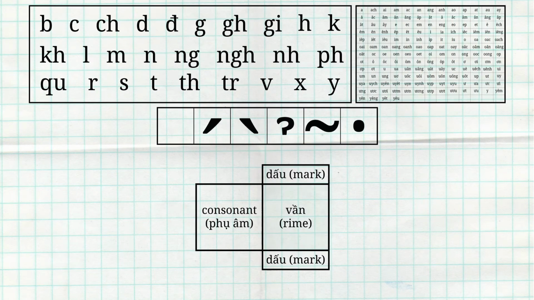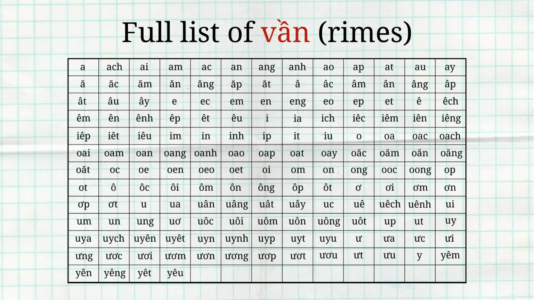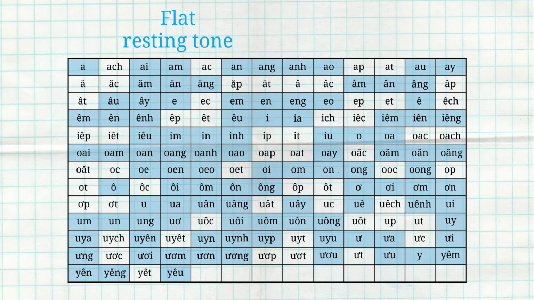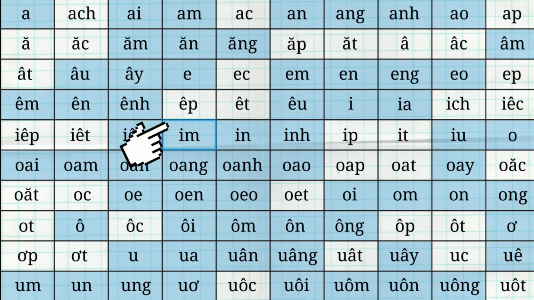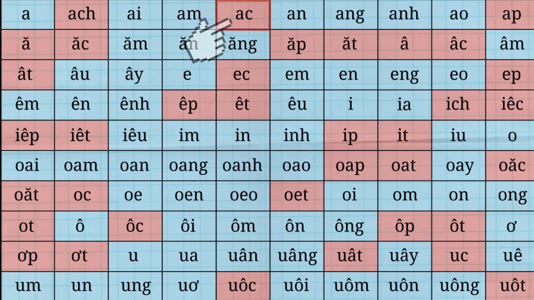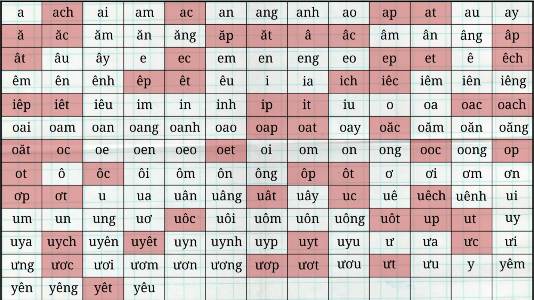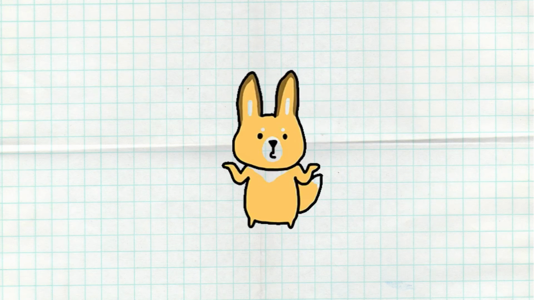First of all, we need to talk about the concept of a resting tone. The resting tone is the tone of a vang in its natural state when it has no dấu. A vang either has a flat resting tone, like in I, im, or it has an upwards resting tone, like in ác, ép, ít. I hope you can appreciate that the upwards resting tone is the same sound as your suck. But how do you know which one is which?